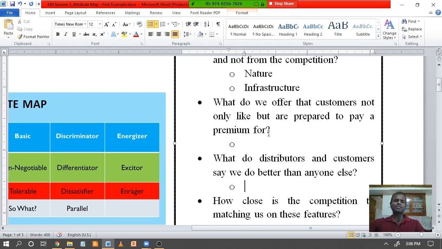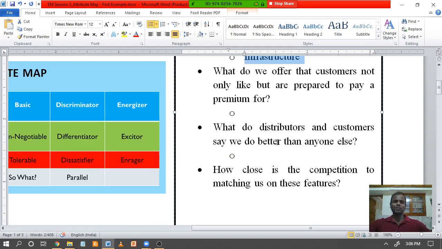What do we offer that customers not only like but are prepared to pay a premium for? So what do you think, guys? What do we offer in our university that people are willing to pay a price for? What I wish to listen from you guys is what do we offer that the parents are willing to pay for, or the students who are studying on loan are willing to pay for? What do we offer so unique that they're willing to pay for it?